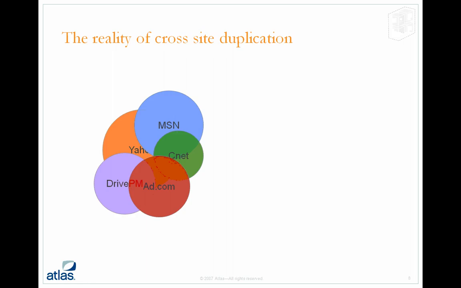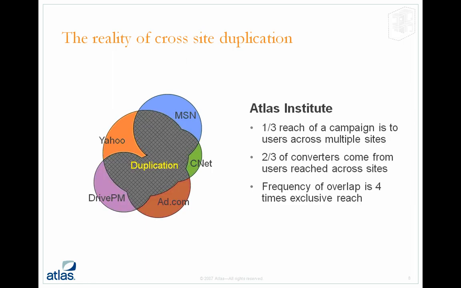And so overall, across all of the advertisers we looked at, about 1/3 of the reach came on multiple sites, but 2/3 of the conversions did. And actually, for large advertisers, the numbers were much higher.